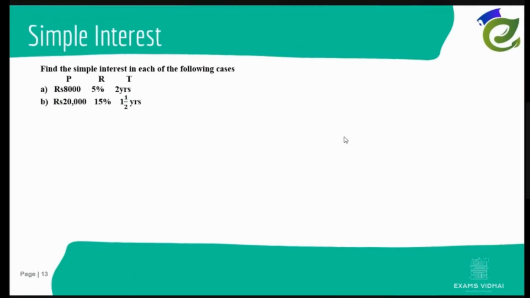Now let us try to solve the following example. Here we need to find simple interest. The values of P, R, T are given. Now we need to substitute the P, R, T values, 800, 5 and 2 respectively, to get the value of simple interest I, which is 800. Similarly, we can find it for case B also.